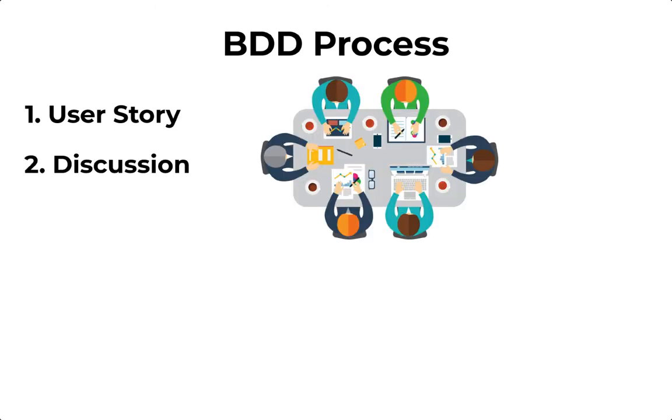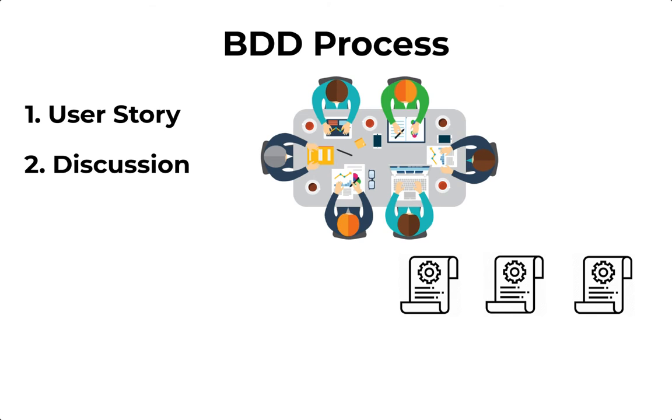Let's take a look at a typical BDD process in an organization. It starts with a user story for any new change or enhancement. A user story is an informal, general explanation of a software feature written from the perspective of the end user. Once we have a user story, we do a meeting between different teams and we discuss the user story. This is a conversation and discussion on how the system should behave. There are some examples discussed and created, and they are named as scenarios for the feature.